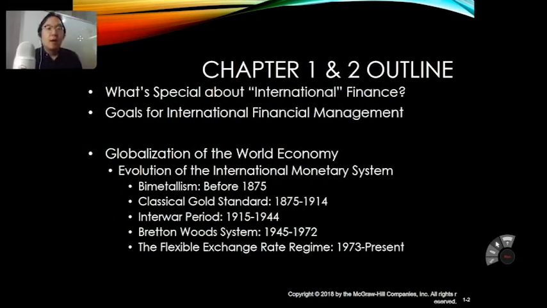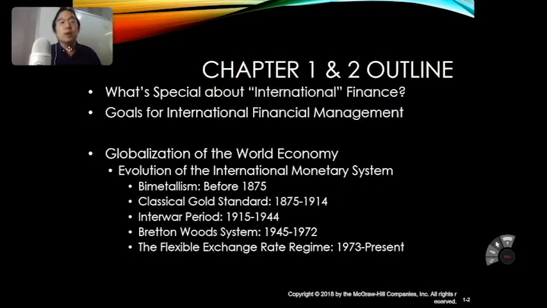So what is this about? Well, chapters 1 and 2, I try to combine them, because there's some redundancy in chapters 1 and 2 in terms of financial history. We're going to start talking about what's special about international finance. And then we're going to talk about the goals for international financial management. Basically, it's going to be shareholder value maximization as in conventional financial management, but we're going to talk a little bit about stakeholder value maximization as well.